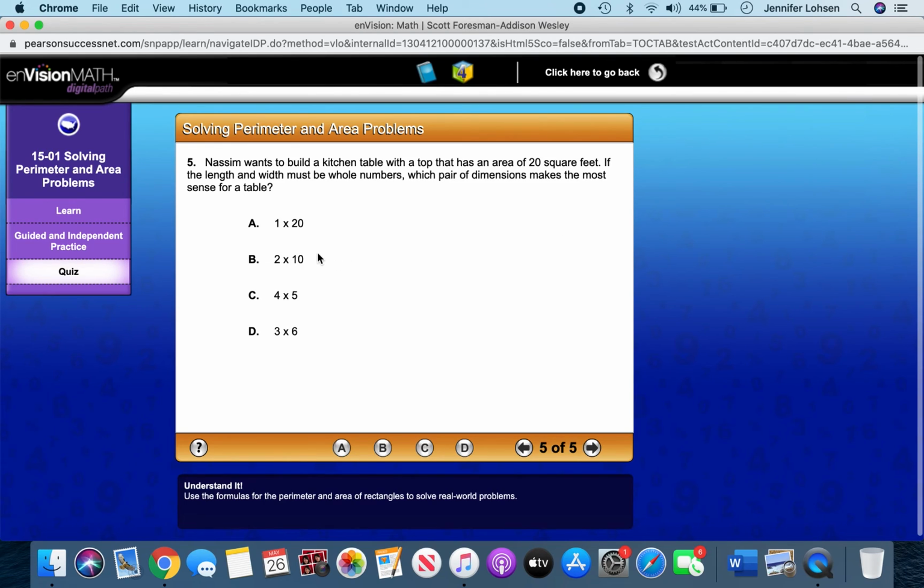The next one says 2 by 10. So that would be 10 chairs down each side, about 20 to 24 chairs. That doesn't really make sense either. Or 4 by 5, so it would be 4 going one way, 5 going the other way. Or 3 by 6. Well, 3 by 6 doesn't even give you 20. 3 times 6 is 18. That doesn't make any sense. So the best choice here is going to be C, 4 by 5.